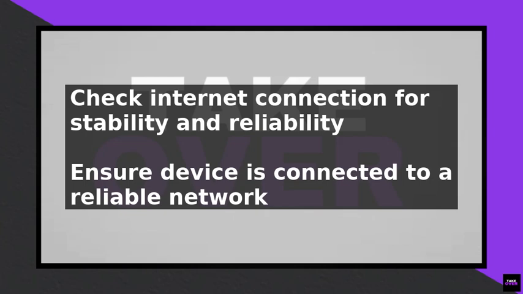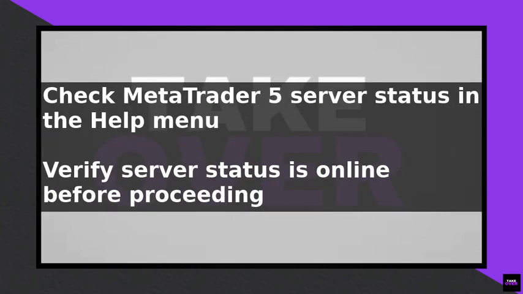You can do this by opening the platform and navigating to the Help menu. Then selecting About. Look for the server field, which should display the current server status. If the server is offline, wait for some time and try again. If the server is online, proceed to check your account details.